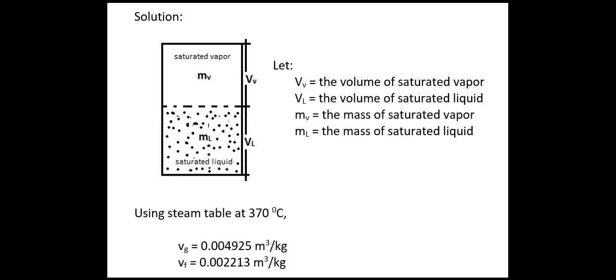By using the steam table at 370 degrees Celsius, we get a saturated vapor specific volume of 0.004925 meter cube per kilogram and a liquid specific volume of 0.002213 meter cube per kilogram. Solving for letter A, find the masses if their volumes are equal.